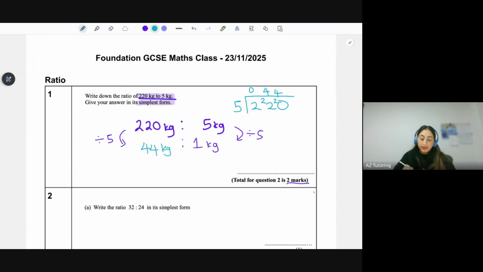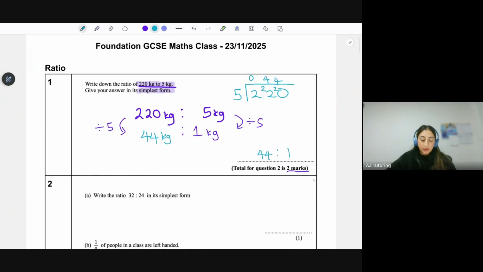And therefore, I've written it in its simplest terms. Make sure you write your answer on the line. So my simplified ratio is just going to be 44 to 1. That's how you do it. So make sure you show your working out to get the full 2 marks. So I'll move on to the next question.